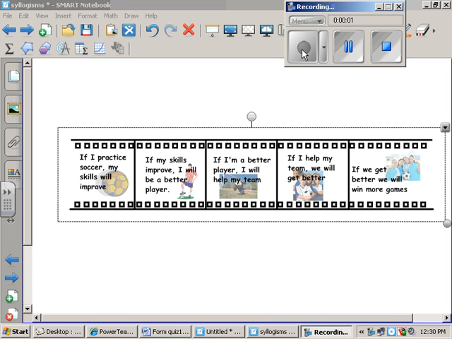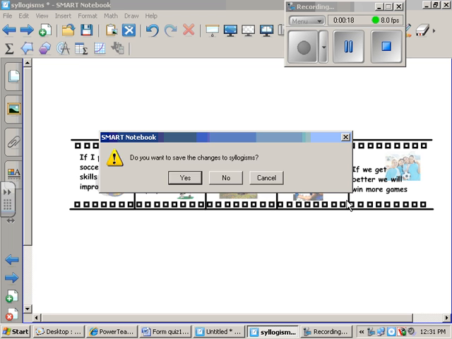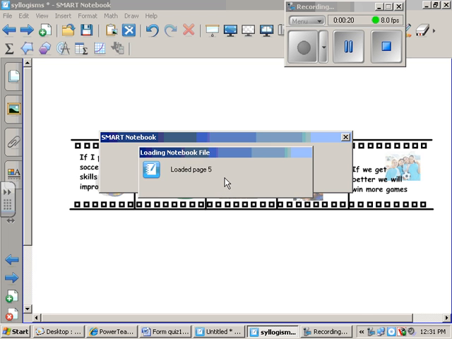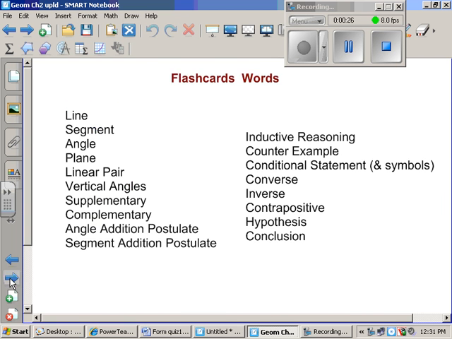We start talking about biconditionals, and that's the last section in the chapter before the quiz. We're going to have a quiz on Tuesday that starts with inductive reasoning and goes through biconditional statements, which we're doing today. All right, so let's get to biconditionals.